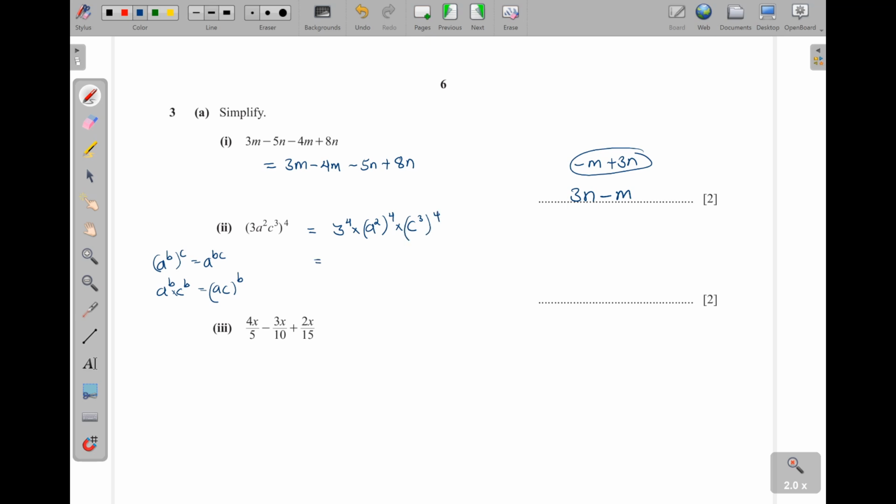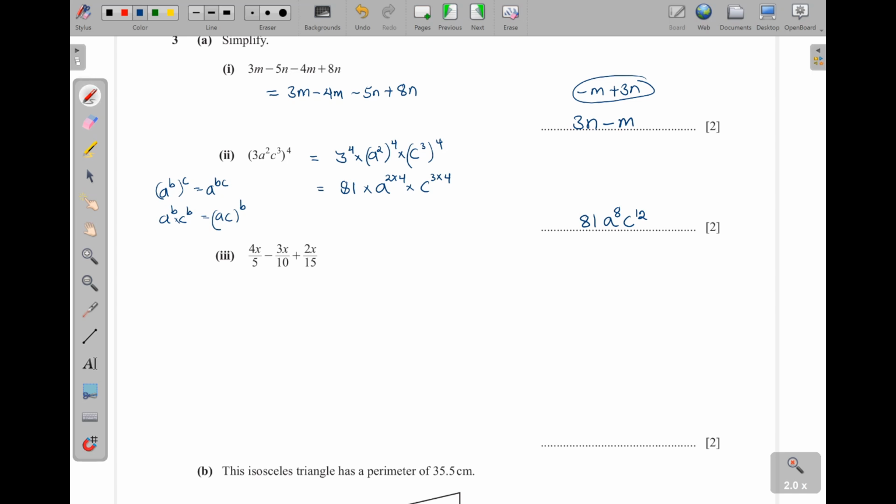Now, 3 power 4, of course, that will be 81. Then times, this will be a power 2 times 4. Then c will be power 3 times 4. So we shall have 81, then a power 8, and then c power 12.